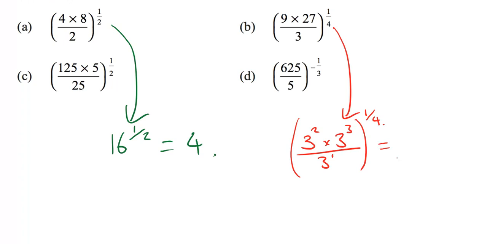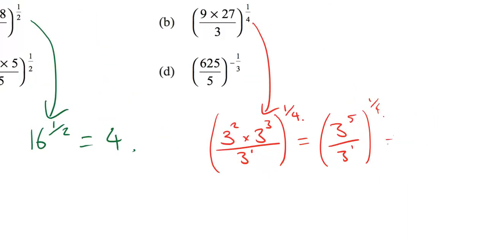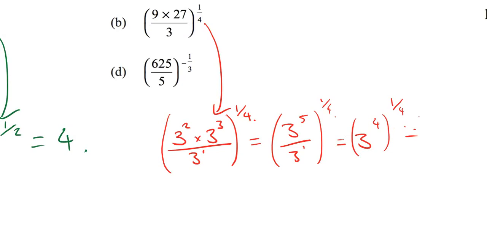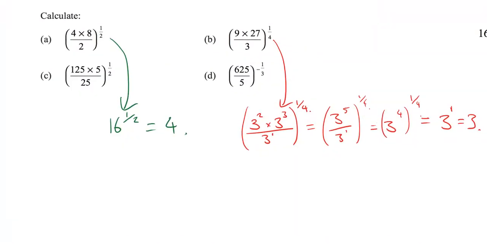Right, from there, well, we can use our exponent laws, because that top line will be 3 to the power of 5 because I'm adding those powers, first rule of exponents. And now I can use the second law. I've got a division sign there, so I can subtract the exponent. So it's 3 to the power of 4 to the power of a quarter. And of course, I can multiply those things together now. So this is 3 to the power of 1, which is 3. So if I can't do the sum itself, I could be sneaky and use those exponent laws to help me. I didn't even need to use that fractional component there, did I?